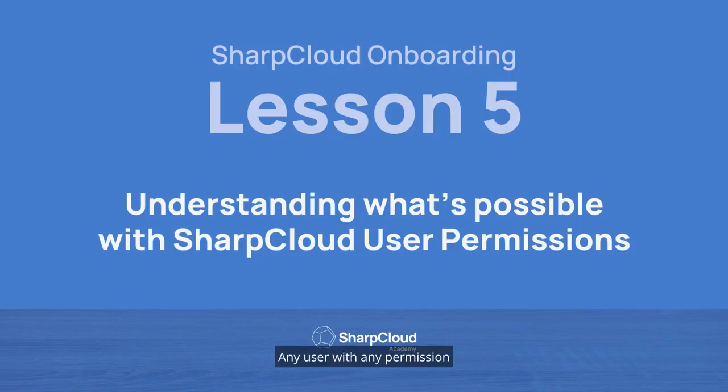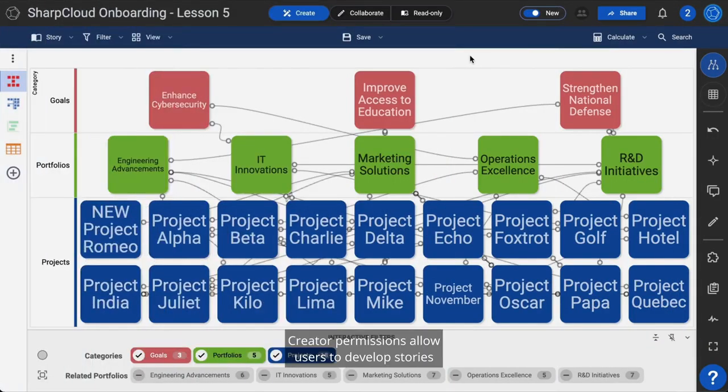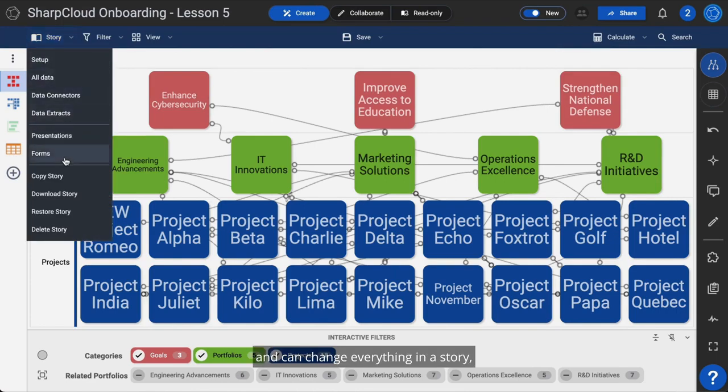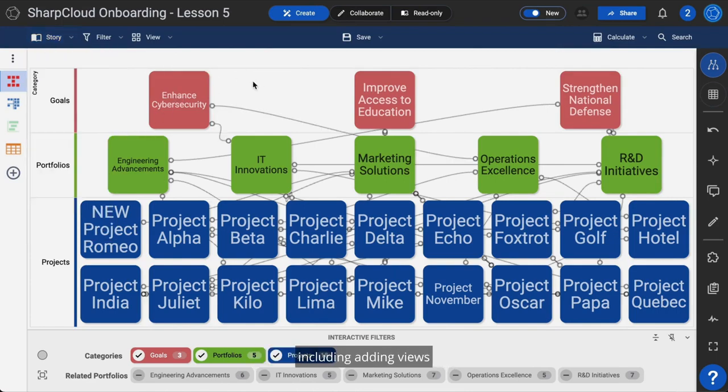Any user with any permission can access relationships within a story so that everyone can gain more comprehensive insight into your data. Here's what each user can do within your story. Creator permissions allow users to develop stories to share with their team. Creators have full control and can change everything in a story, including adding views and editing the story's data and structure.